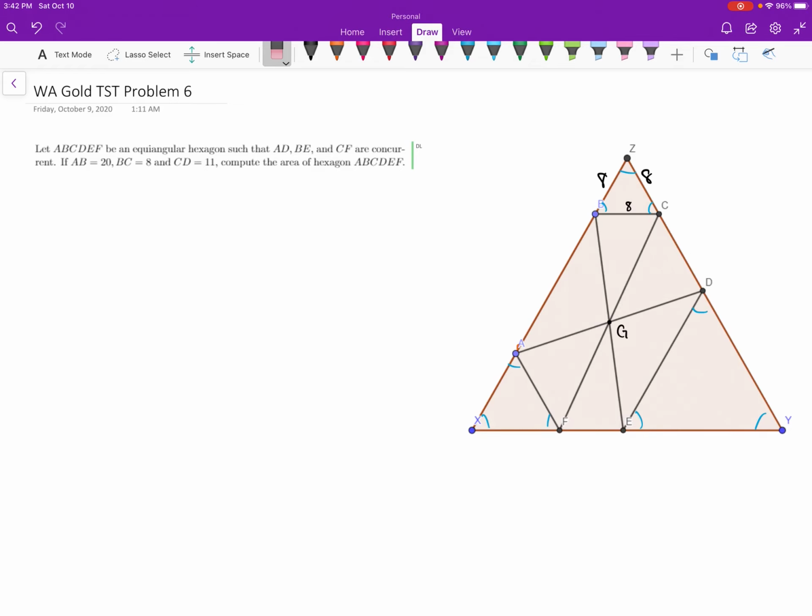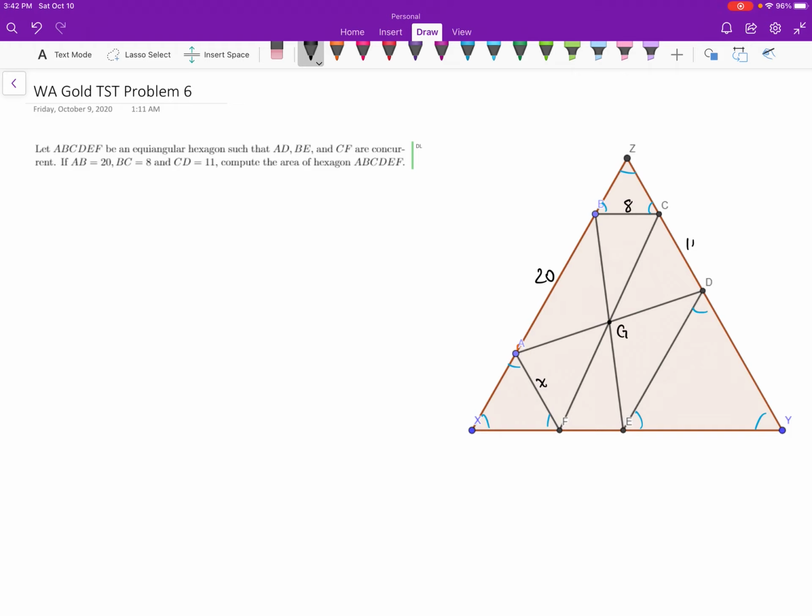So we want this value of x, but we're not given the value of x, and we're trying to translate this property that these opposite diagonals intersect at one point G to some property that would allow us to calculate the variable x.